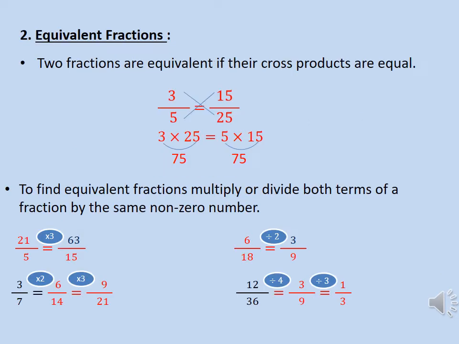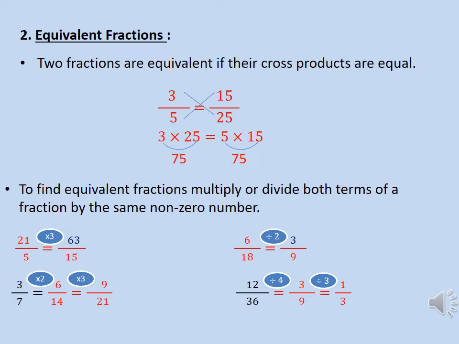Part 2. Equivalent fractions. Two fractions are equivalent if their cross products are equal. Now I have these two fractions, the 3 over 5 and 15 over 25. If I multiply 3 times 25, we get 75. 5 times 15 is equal to 75. Both are equal. Then the two fractions, the 3 over 5 and 15 over 25, are equivalent. That is, they are equal fractions.